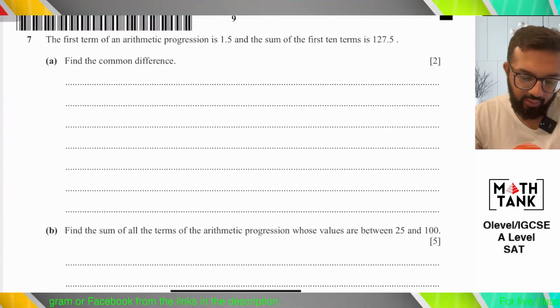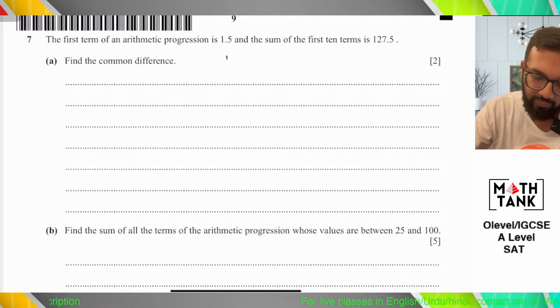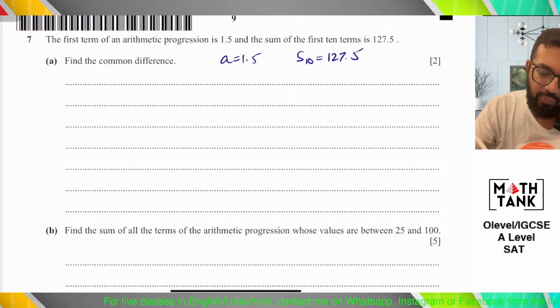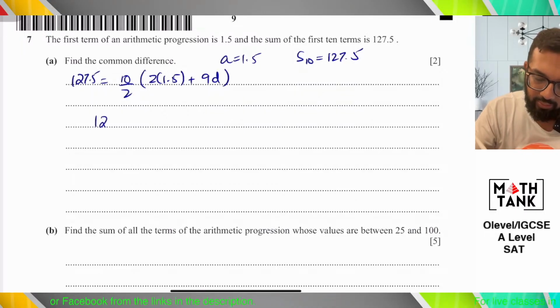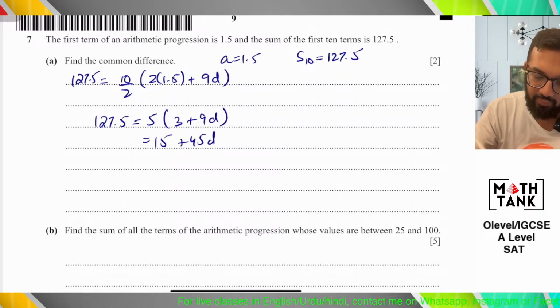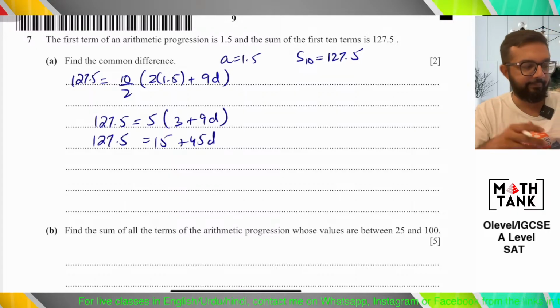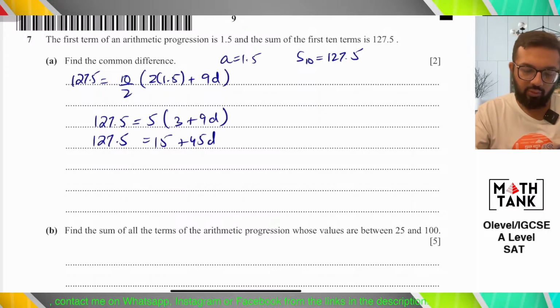Question 7. The first term of an arithmetic progression is 1.5 and the sum of the first 10 terms is 120. Find the common difference. So 10 over 2, 2a plus n minus 1 times d. So 127.5 equals 5 into 3 plus 9d. 15 plus 45d equals 127.5. So d is 2.5.